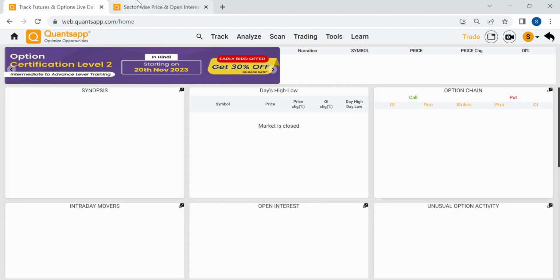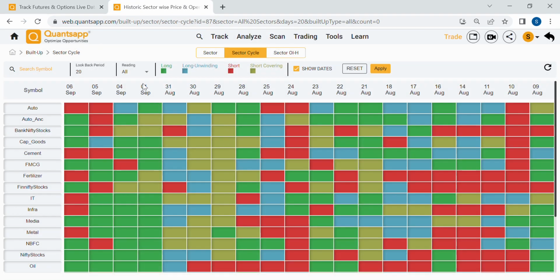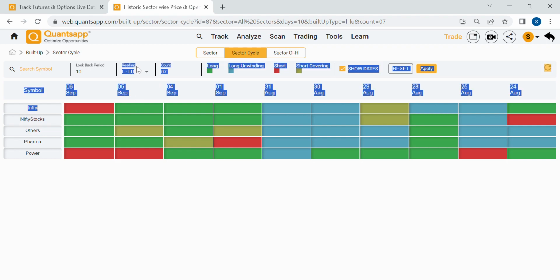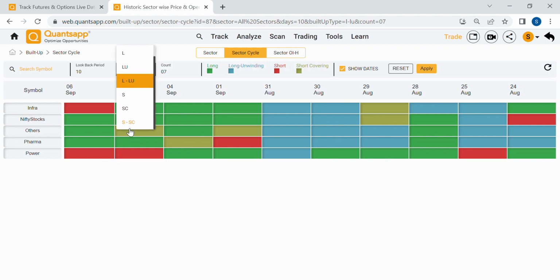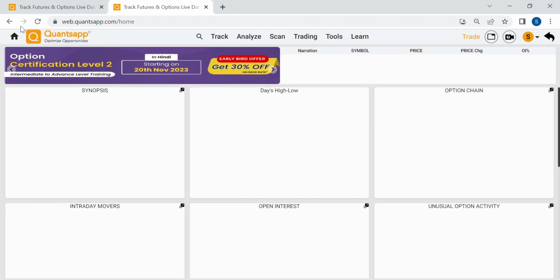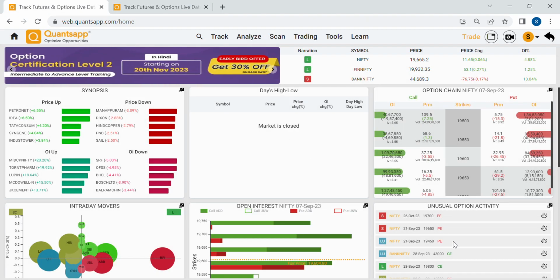So all we need to do is just identify which sectors are having a trend by filtering out of the last 10 days, which are the sectors which were on long unwinding for the last 7 days. This is the first scan. Obviously this is a bullish scan. For a bearish scan, what I'll do, I'll just do short covering and just hit apply. Here I go. Then I'll get to see which are the sectors wherein a lot of short build-ups are coming in. And that was it from today's video.